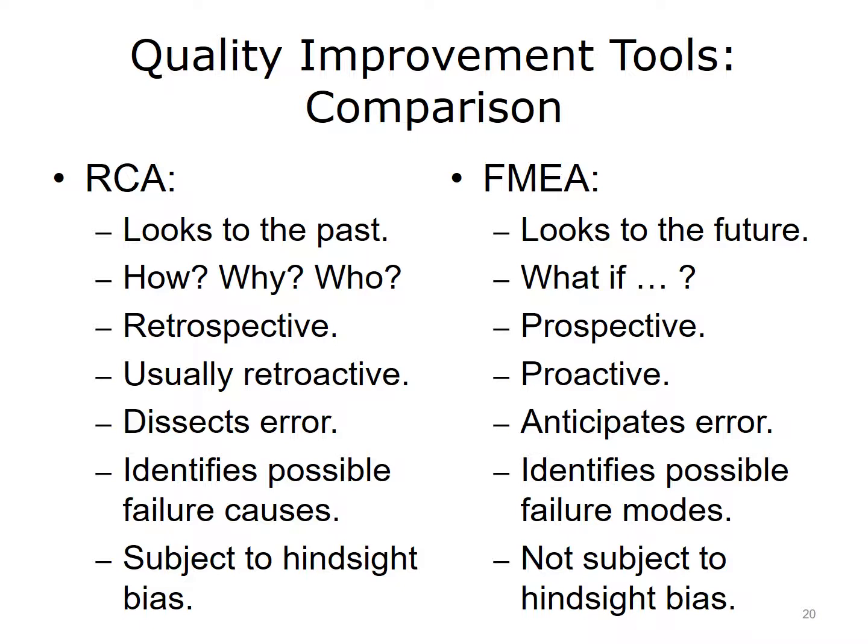RCA looks for causes and contributors. FMEA looks for possible failure modes. While RCA is subject to hindsight bias, this is not the case with FMEA.